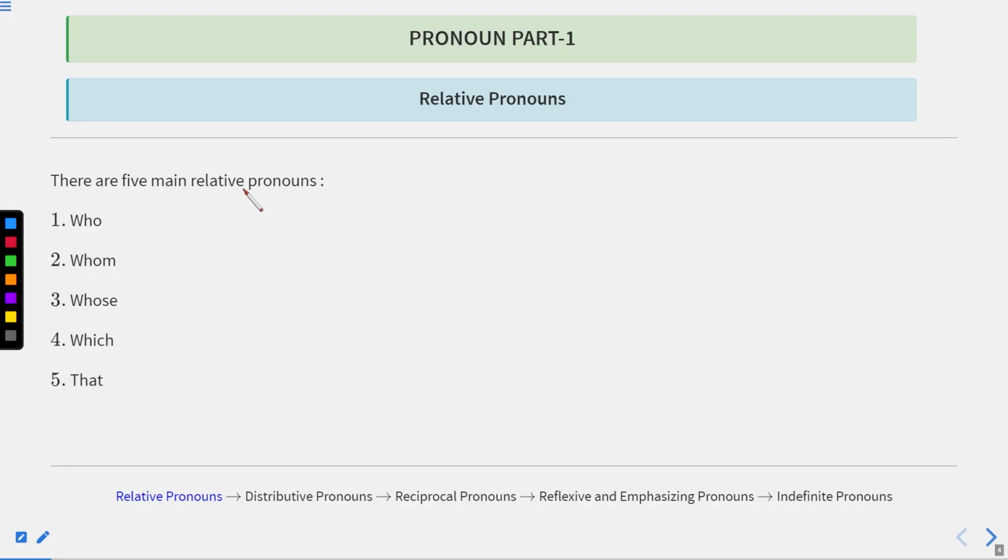Okay, so let us have some types of relative pronouns. As I told you in our earlier session as well, there are 5 main relative pronouns: who, whom, whose, which, and that.